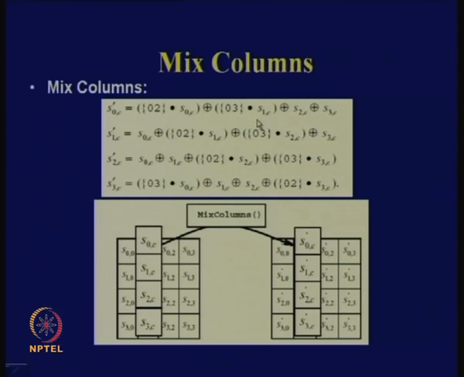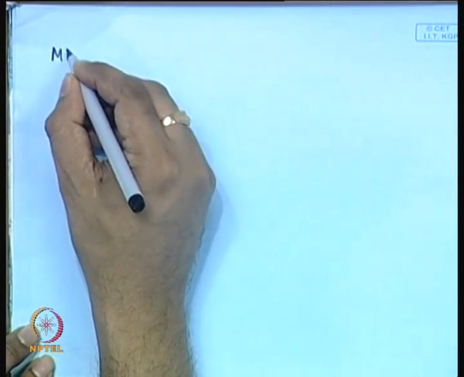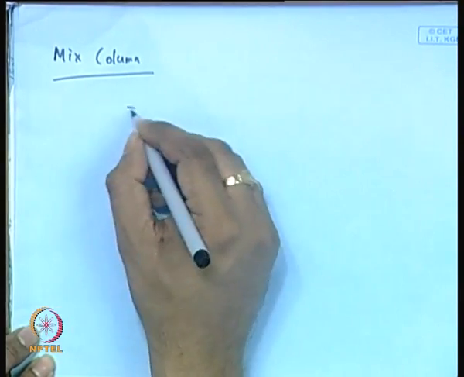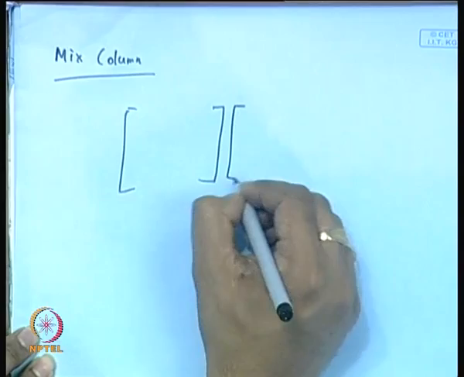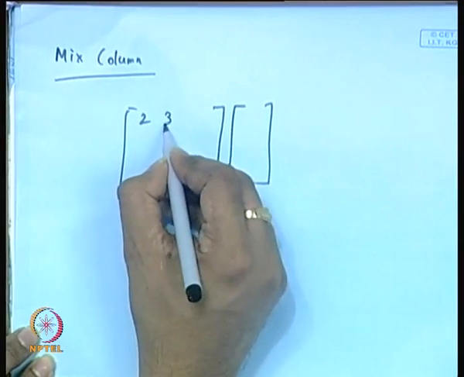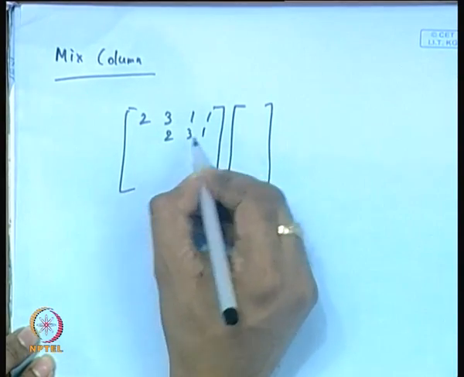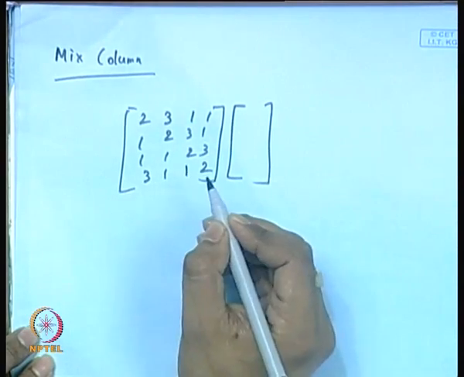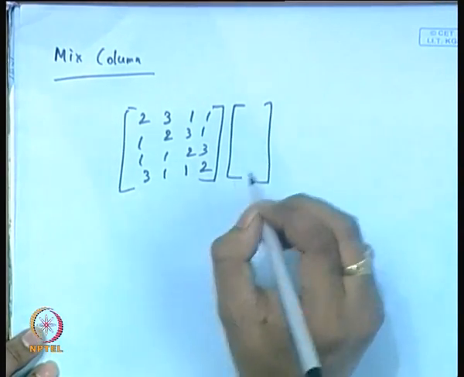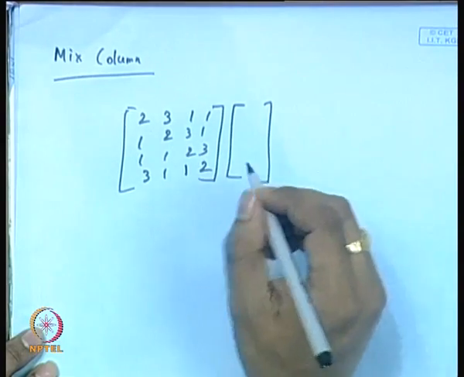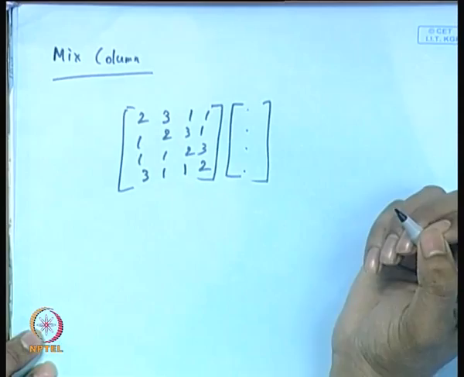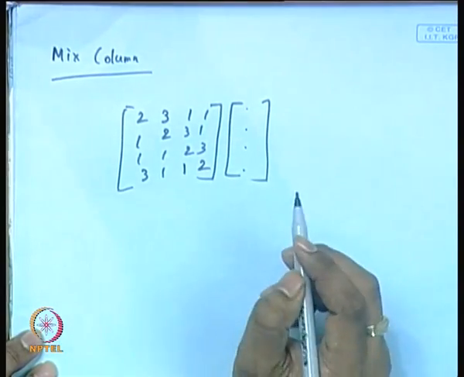Another way of representing this mix column operation is this: you consider this matrix 2 3 1 1, 1 2 3 1, 1 1 2 3, and 3 1 1 2. So what you do is that you take this corresponding matrix and you multiply each of the column elements. Okay, so this is how your multiplication works.